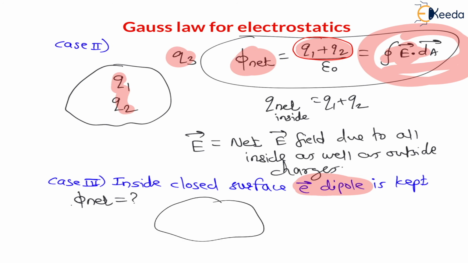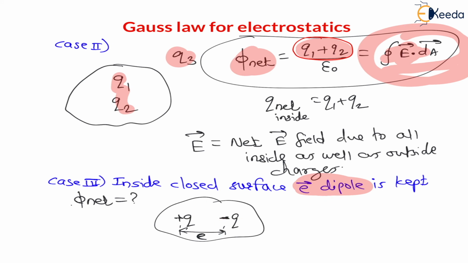Let's say this is a closed surface. Here there is a plus q charge and a minus q charge of the same magnitude, separated by a very small distance e. Right. See, two equal and opposite forces separated by some distance is called a couple. Two equal and opposite charges separated by some distance is called an electric dipole, which is responsible for rotation.